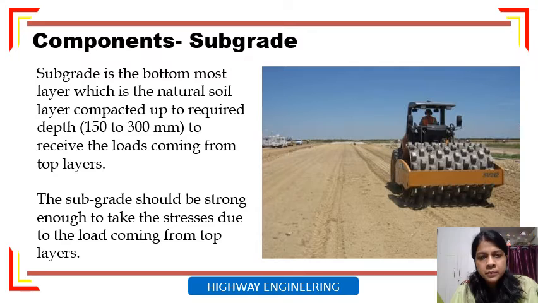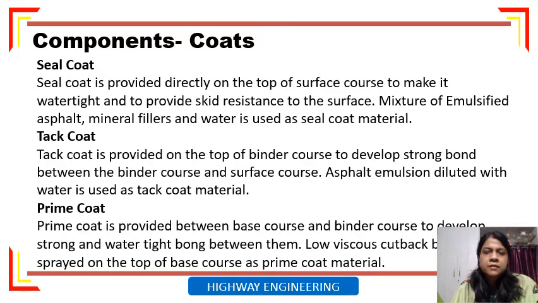We can see in the picture that subgrade is nothing but the earth surface, and it must be strong enough to take all the stresses due to the heavy load coming upon it. Various coats are provided on the surface. So there are three types of coats mainly used in common roads. Those are seal coat, tack coat and prime coat.